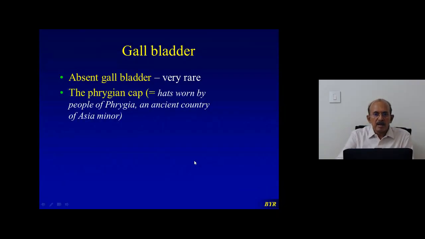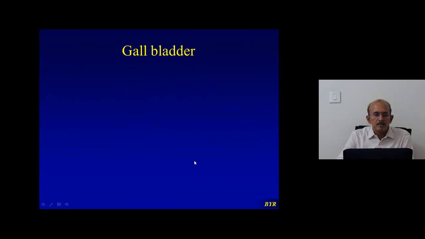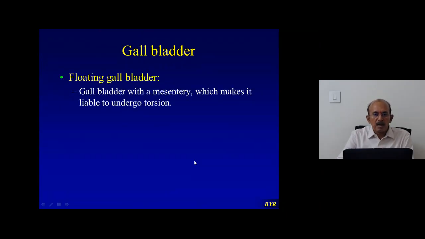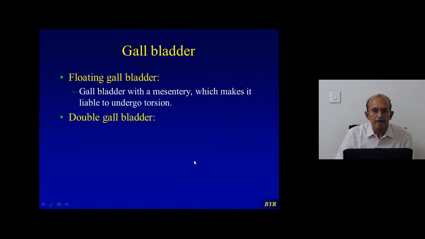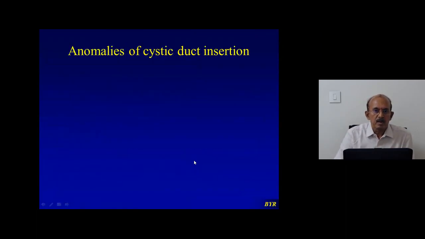Absent gallbladder, very rare. Phrygian cap. Floating gallbladder: that means the gallbladder with a mesentery is there, which makes it more liable for torsion. Double gallbladder, rare. One of the gallbladders may be intrahepatic. Cystic duct insertion anomalies, I already told you.